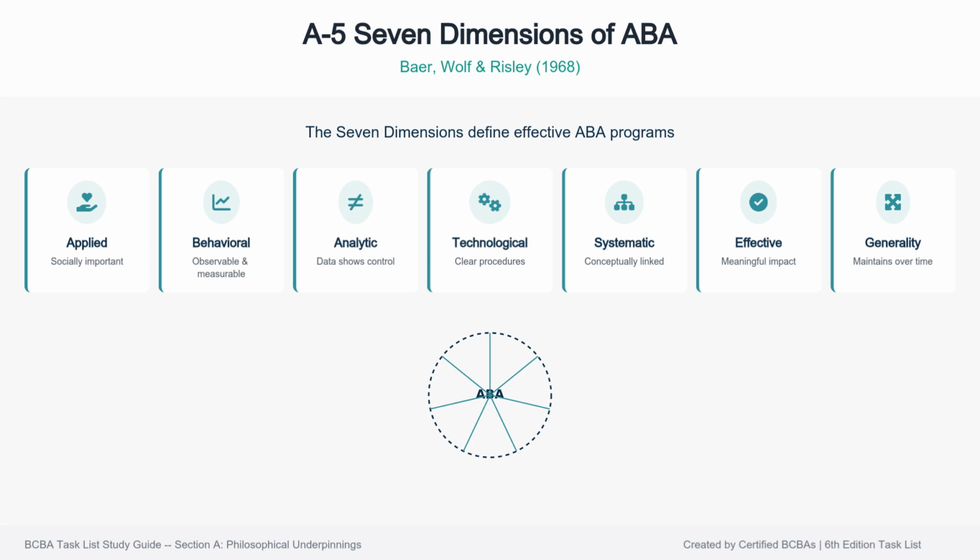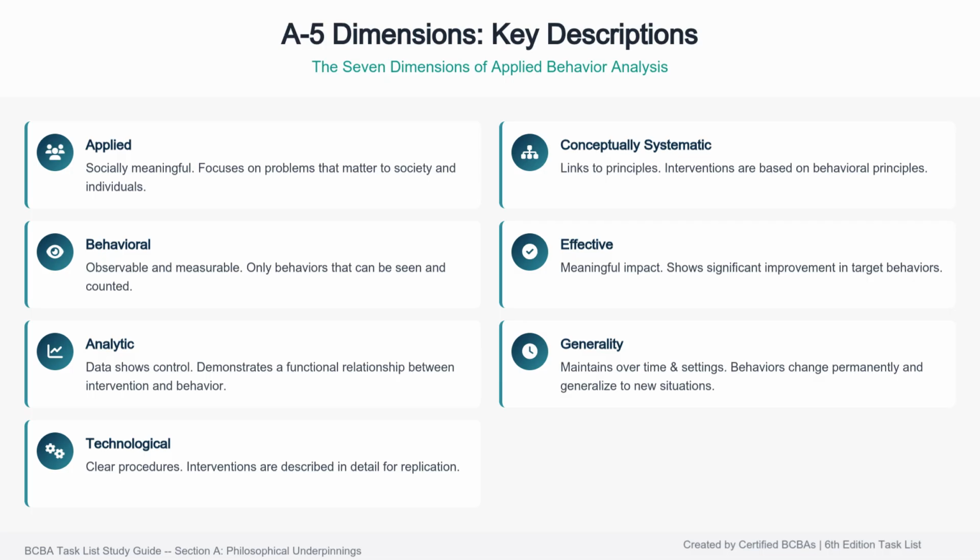Finally, let's look at the 7 dimensions that define true ABA from Baer, Wolf, and Risley, 1968. They are applied, behavioral, analytic, technological, conceptually systematic, effective, and generality. These aren't just buzzwords. They're quality checklists. Applied, the goal is socially meaningful change, not academic exercise. Behavioral, we measure what a person does, not what we think they feel. Analytic, we demonstrate functional relations through data. Technological, our procedures are so clear others can replicate them.